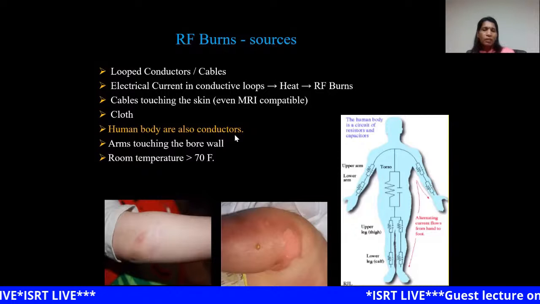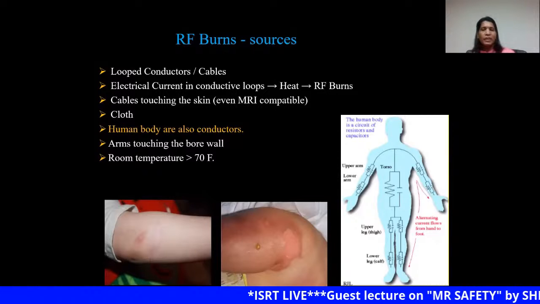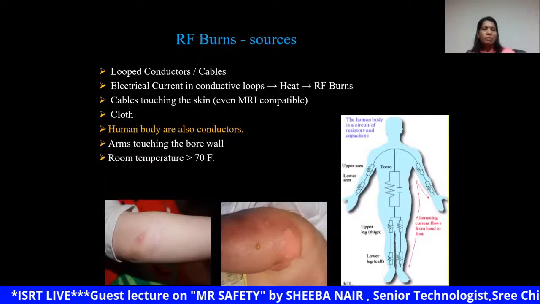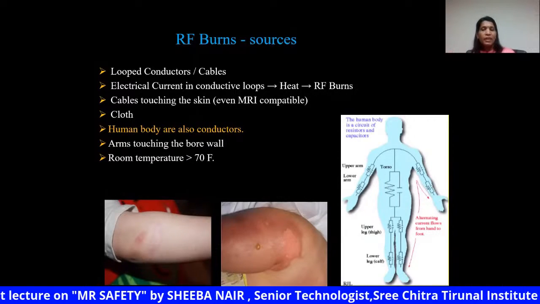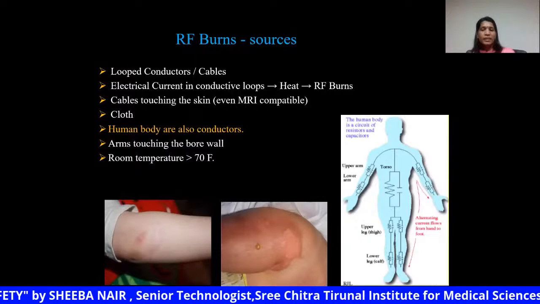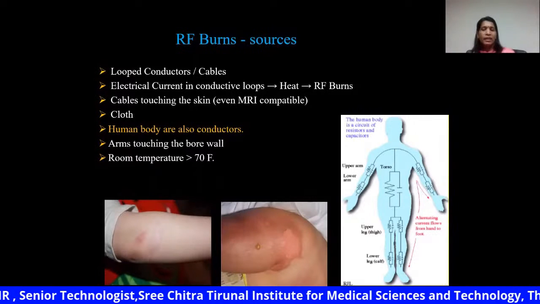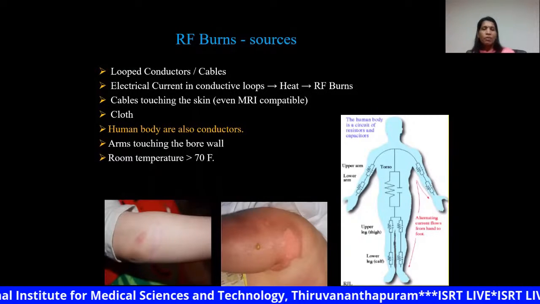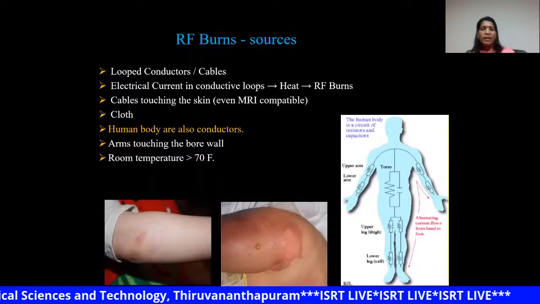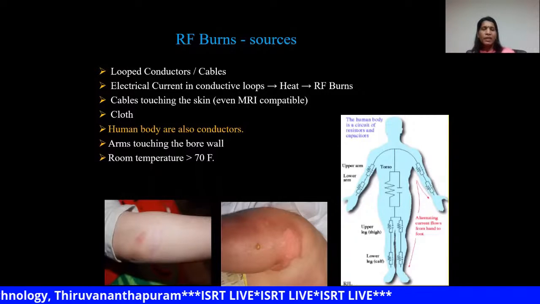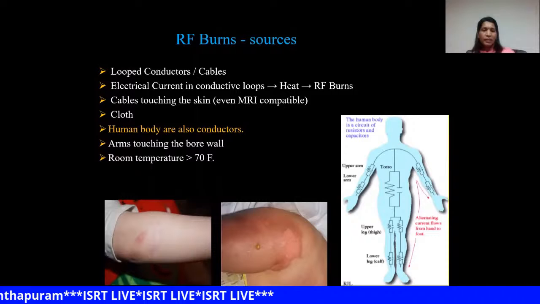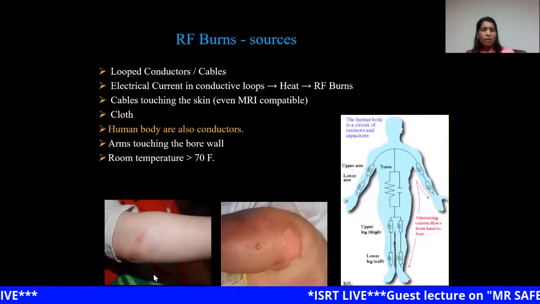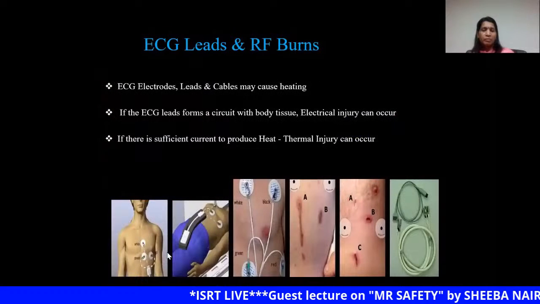If the human body forms a closed circuit, that is by crossing the patient's hands, or crossing the toes, or touching the thighs, the patient's body forms a closed circuit. A large loop will be formed. In such a situation, a large current will be produced, and there can be a chance for RF burns. And also avoid the patient's arms touching the bore wall, and always keep the room temperature less than 70 degrees Fahrenheit. So here you can see that these are the RF burns that have occurred inside an MRI.